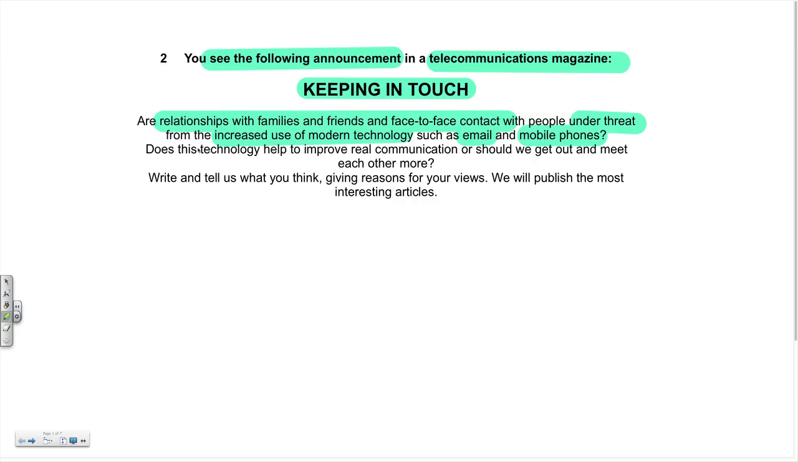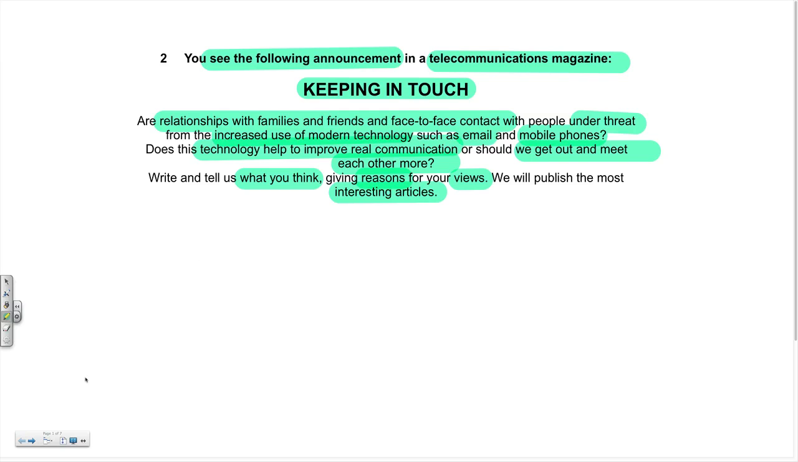It's also asking if technology is helping to improve communication, or if in fact we should get out and meet each other more. It asks you for your ideas, it asks us for our ideas, it asks us to give reasons for our views, and then says it will publish the most interesting articles.